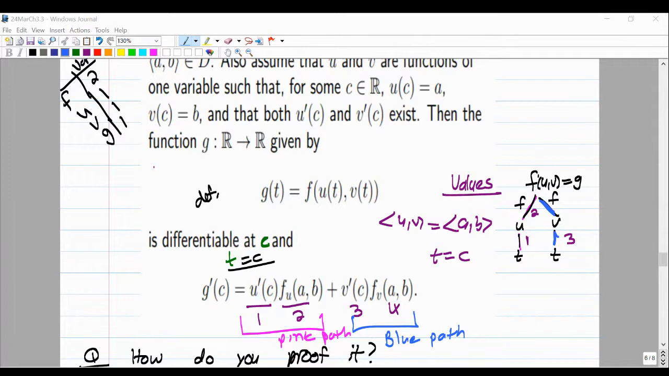So to travel to T, you can do V partial V at the point AB. And then the last part is V is a function of one variable, so it's a plain derivative plug in C. The pink path, which is the one on the left, you can go V partial U at the point AB, plug in U dash C.